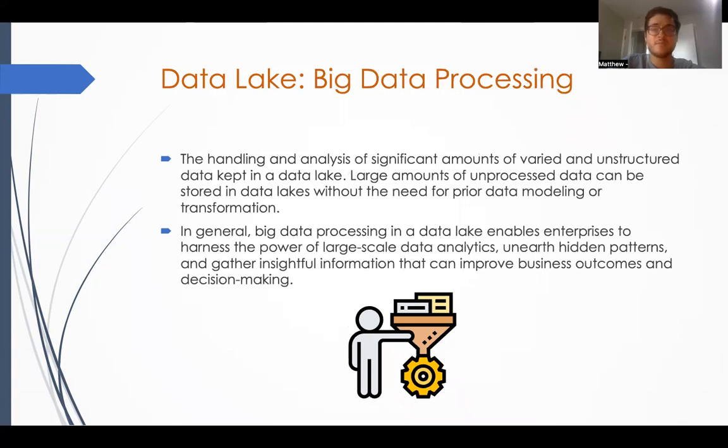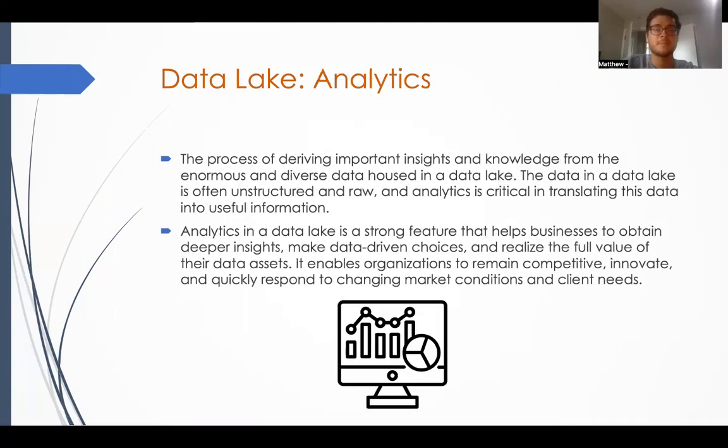The next component will be big data processing, which is the handling and analysis of significant amounts of varied and unstructured data kept in a data lake. Large amounts of unprocessed data can be stored in a data lake without the need for prior data modeling or transformation. In general, big data processing in a data lake enables enterprises to harness the power of large-scale data analytics, unearth hidden patterns, and gather insightful information that can improve business outcomes and decision-making.